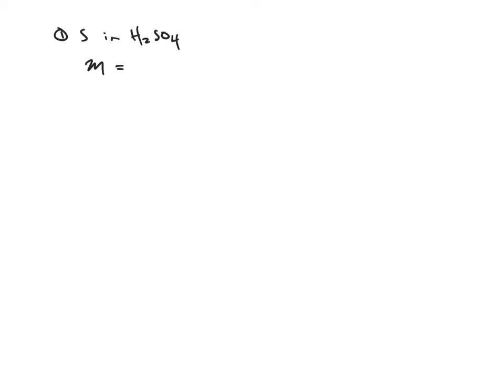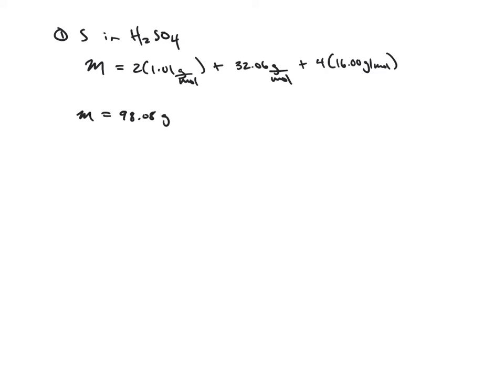So H2SO4, well, we got 2 times the molar mass of 1 hydrogen, plus we got 1 sulfur, so 32.06 grams per mole, plus 4 times, and then oxygen is 16.00 grams per mole. Okay, the molar mass here, 2.02 plus 32.06 plus 64, that is 98.08 grams per mole.